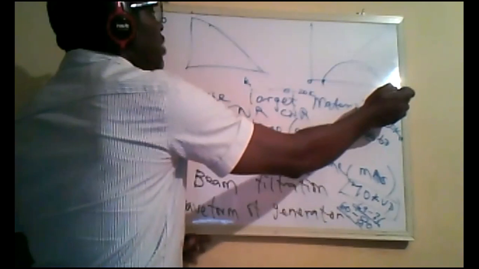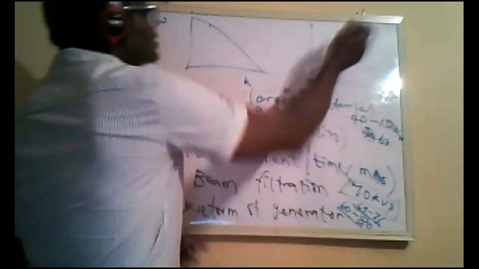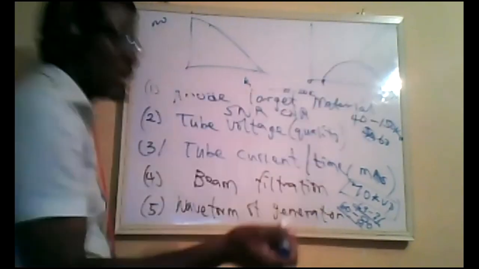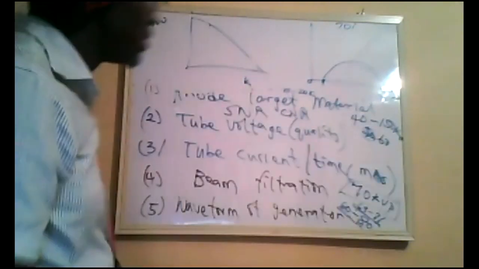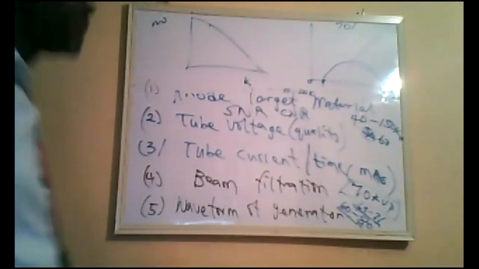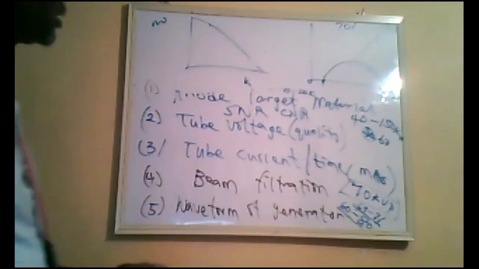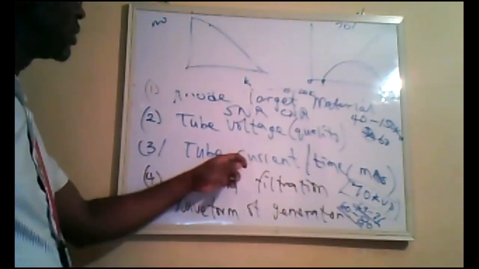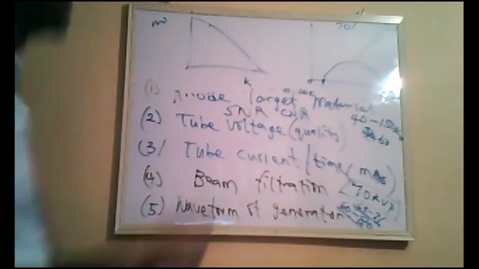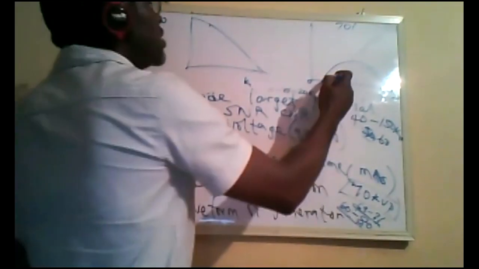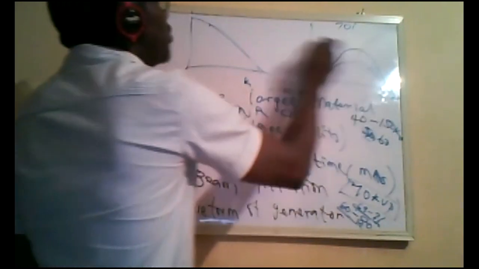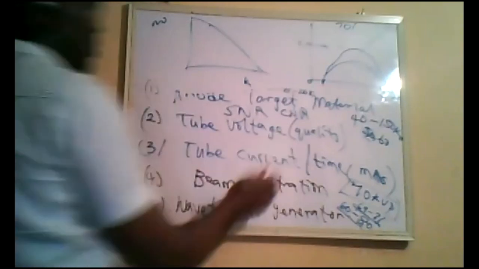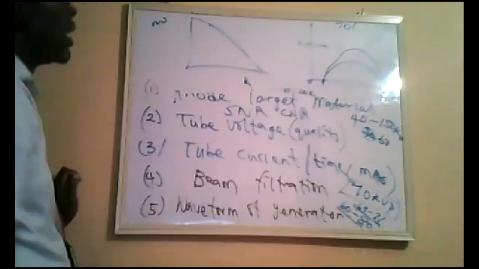Yeah, this is the maximum energy. Let's say you are using electrons and you have applied a potential of 70 kV. The maximum energy will be 70 keV. Then we look at the tube current. The only thing it will do to this curve is change it so that you have more photons. That's how the tube current affects this.